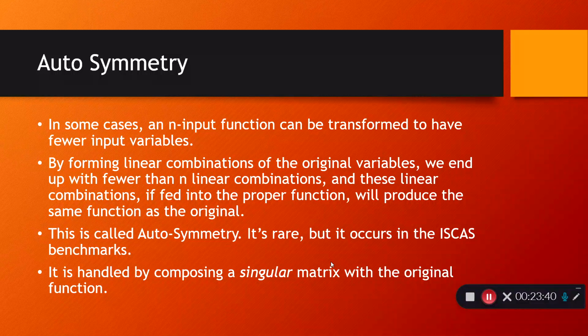Essentially what you do when you want to detect this and handle it in a circuit is you'll take a function and you'll factor out the singular matrix. Now, this is opposed to using non-singular matrices that we did in conjugate symmetry. Here I'm using only singular matrices. And it's the fact that the matrix is singular that enables me to reduce the number of inputs to the function.